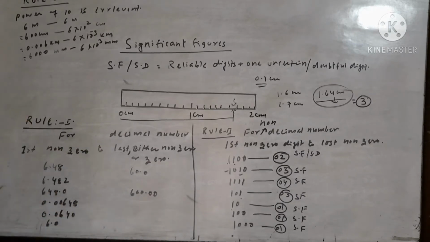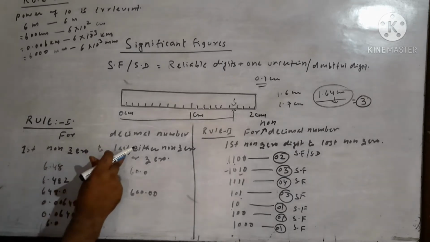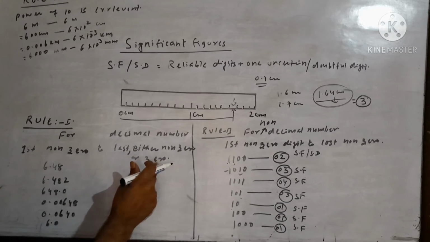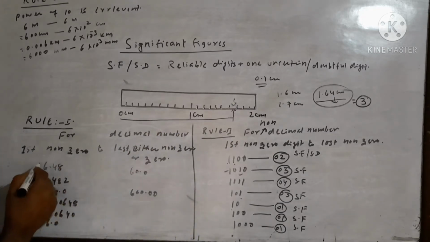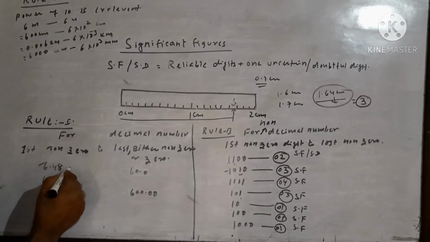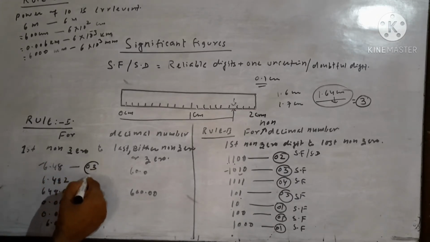So now come to the example. First non-zero to last, either non-zero or zero. Whether the last is non-zero or zero, look at the first non-zero and the last. So there are 3 significant figures.